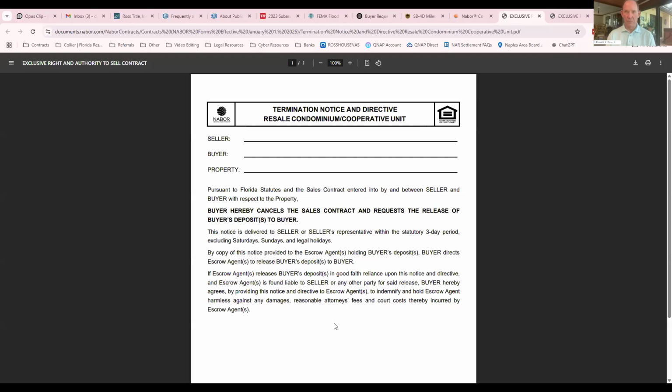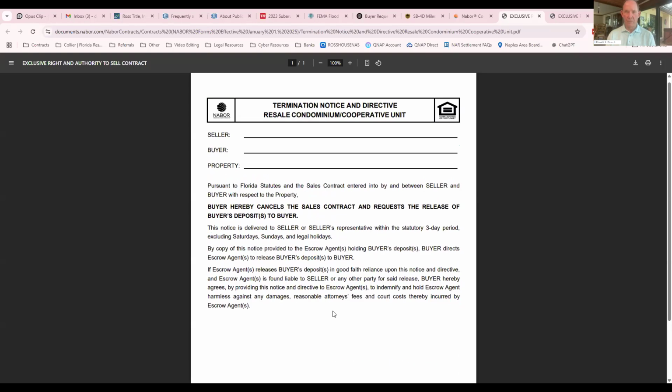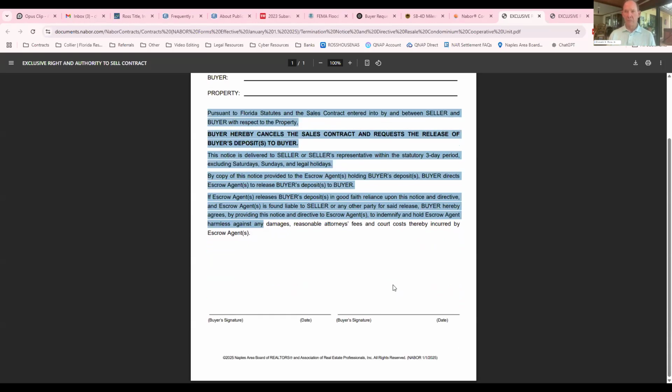This gives you all the language that you would need to terminate under the condo or co-op review period. It's not required to use a form like this, but it does give you the right language. In fact, if you wanted, you could copy this and paste it into an email and say, hey, here's, buyer's terminating, basically. Or if the buyer doesn't want to send that email, they can sign this, and that would be fine. But giving notice is hugely important.